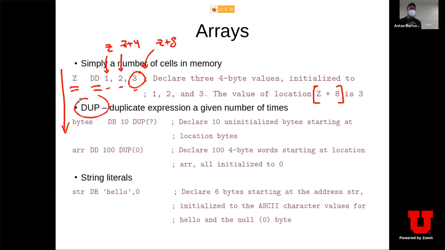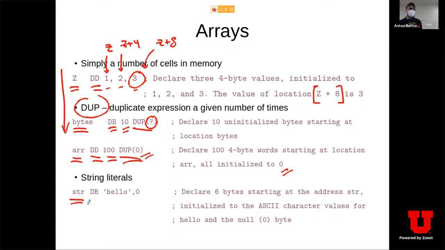There is also this DUP expression, which allows you to duplicate something a given number of times. So here, for example, we declare 10 uninitialized bytes. You say it's a byte, we want it to do it 10 times, and we duplicate, and this value is uninitialized. Or you give it a name, array, dd 100 dup of zeros. So essentially you declare an array of 100 4-byte words starting at location array, and all of them will be initialized to zero. Agree?